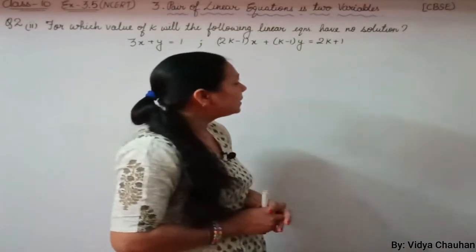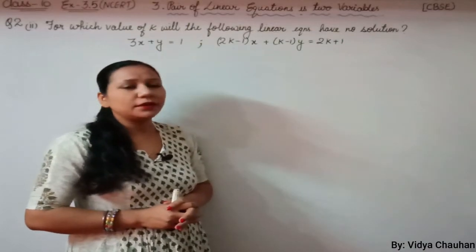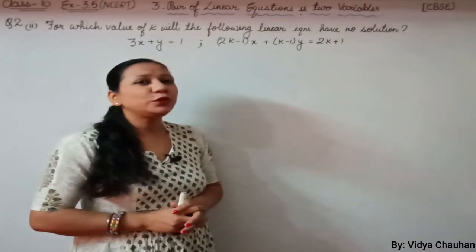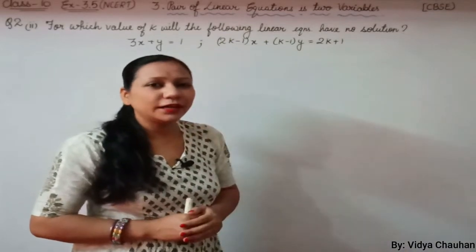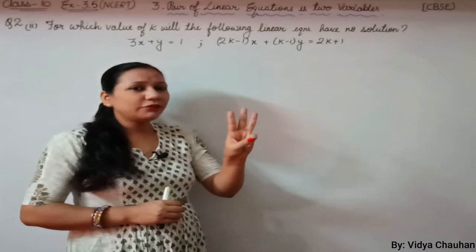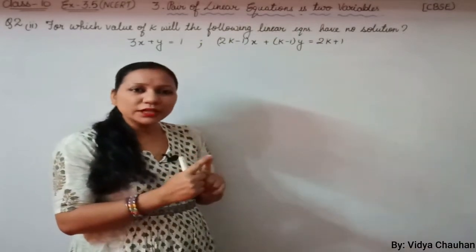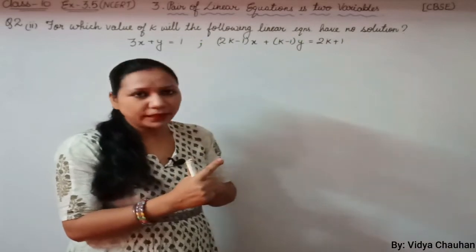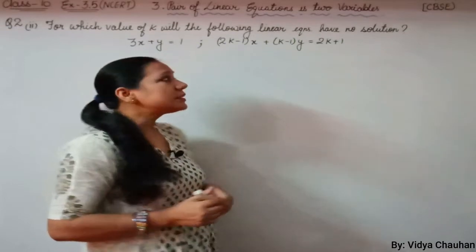So solving these two equations we cannot use the algebraic method, but we have to use the graphical method which we have already done. So there were three results in the graphical method. The first result was for a unique solution, the second one was for many solutions, and the third one for no solution. So what was the condition?